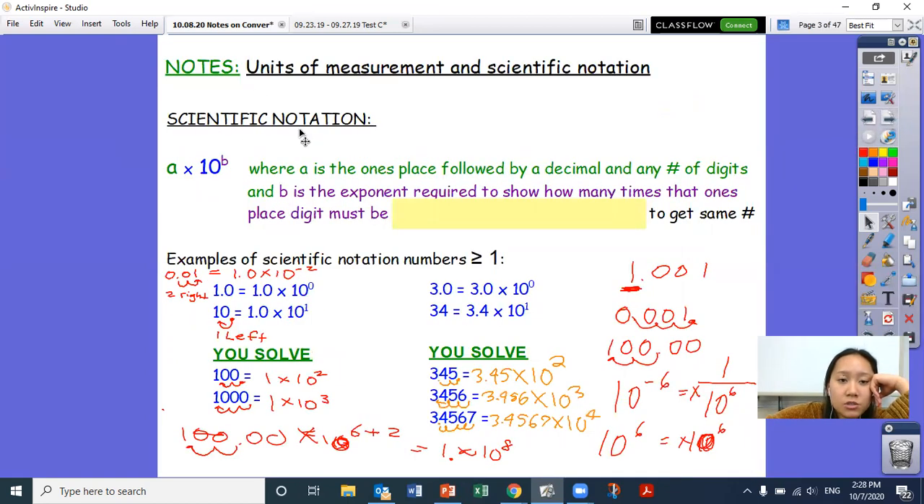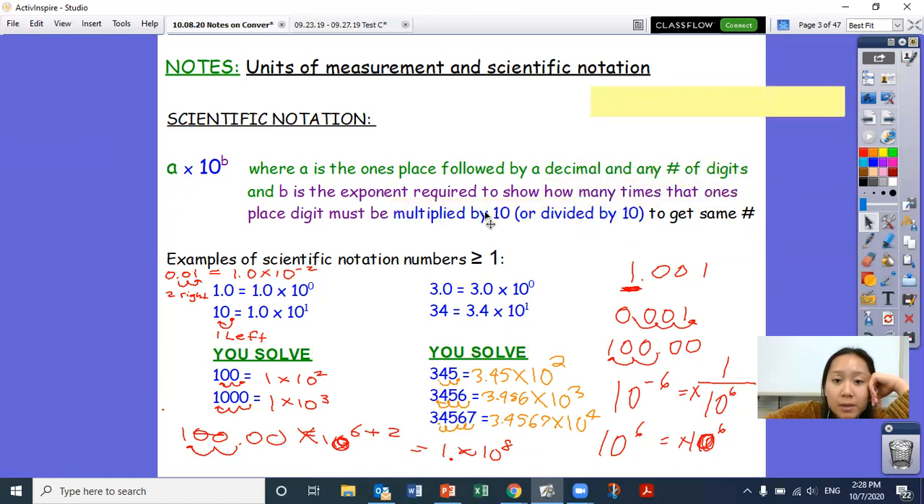So for scientific notation, the format is always a times 10 to the b. So a is the ones place, right? You're always going to move the decimal right behind the first non-zero number that is present. It's going to be followed by a decimal and any of the other numbers that were behind that original leading non-zero number. And b is the exponent, representing how many times you had to multiply or divide by 10 to get that original number, okay?